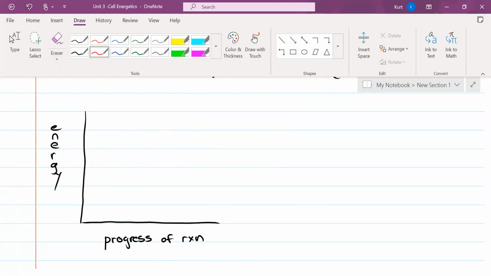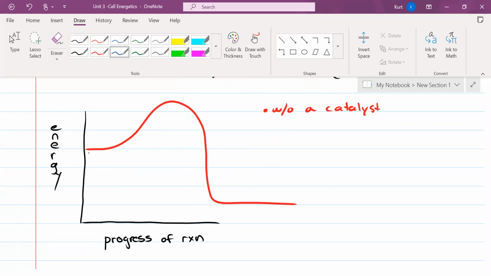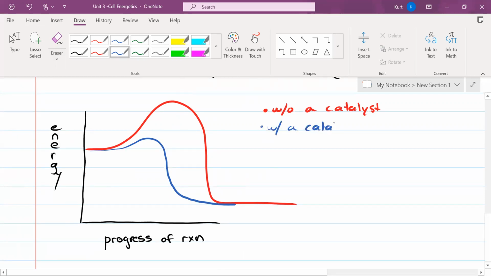Sorry, excuse me, wrong one. Exothermic. This is going to be a graph without a catalyst. And then here is one with a catalyst or an enzyme.